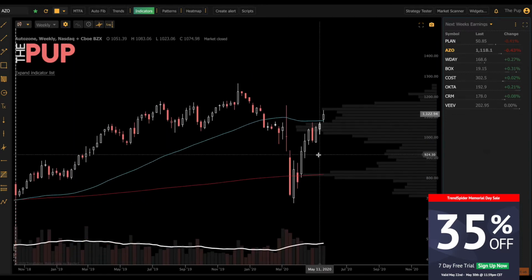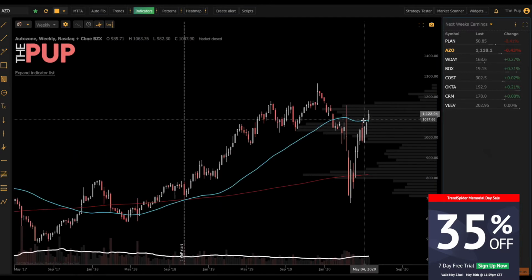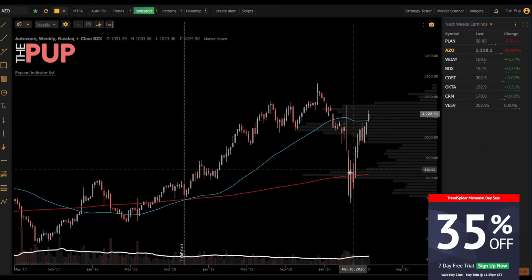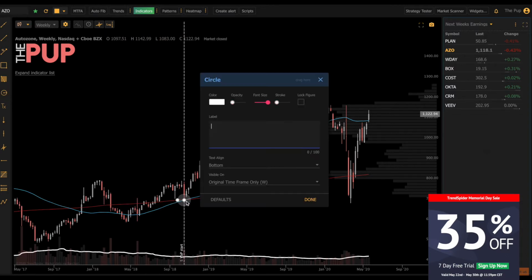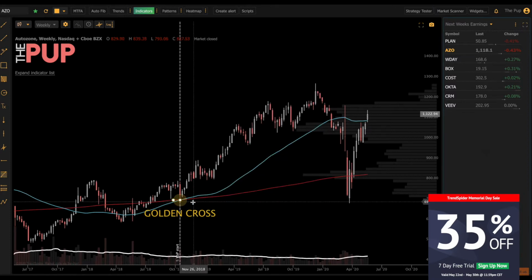So AutoZone, again, we are trading over our 50 moving average and over our 200 simple moving average. So here's a nice bullish crossover right here. This could have been an indication where, I call this, and a lot of traders call this the golden cross. So I'm going to just notate that. Golden cross is basically when the 50 simple moving average crosses over the 200 simple moving average.